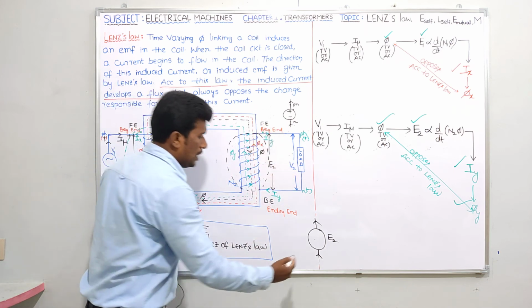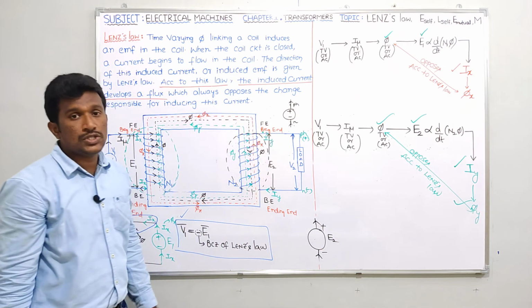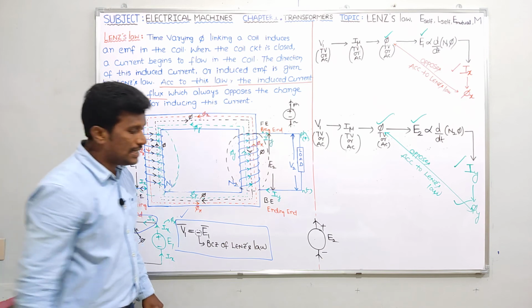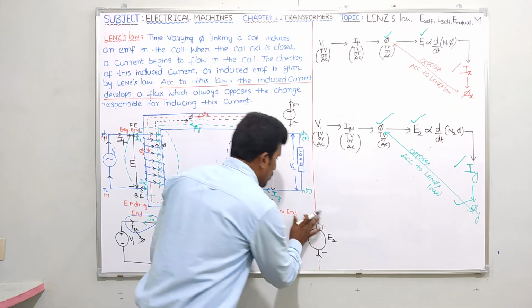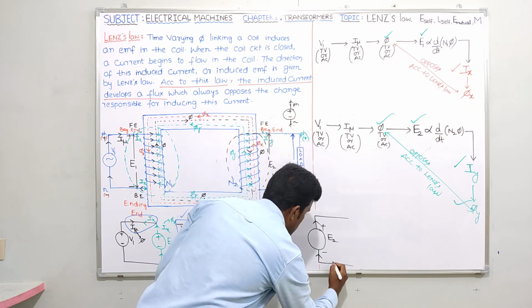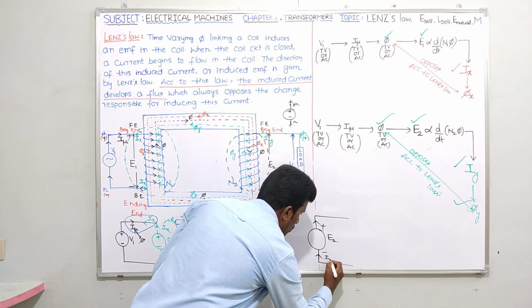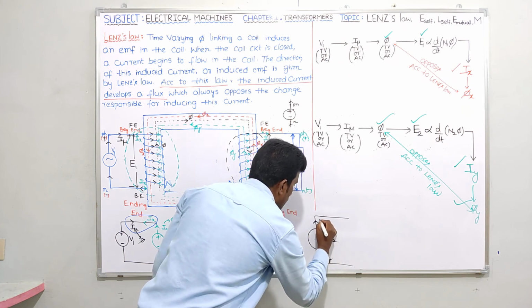Now I should show a minus symbol here and a plus symbol here, because everybody knows that in a source, current always enters at the minus terminal and leaves at the plus terminal. Is it clear? Everybody knows that this arrow mark indicates the direction of Iy. So once again, this arrow mark indicates Iy.